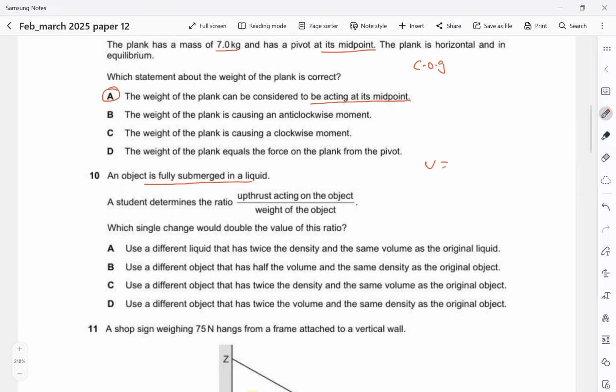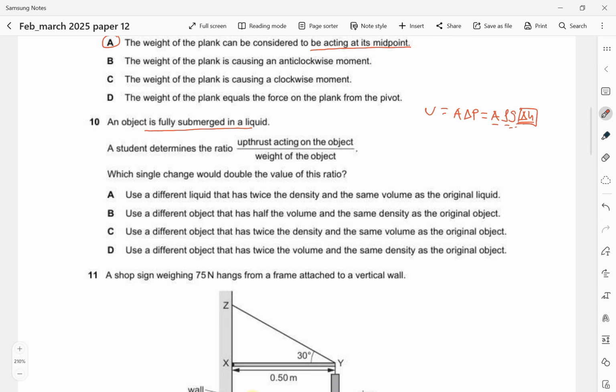Because we know that upthrust is equal to the cross-sectional area times the difference in pressure between the top and the bottom of the object, which is cross-sectional area times density times g times the depth of the object which has been submerged. If the whole object is submerged, then this also becomes constant. Everything here becomes constant, which means the upthrust becomes constant.